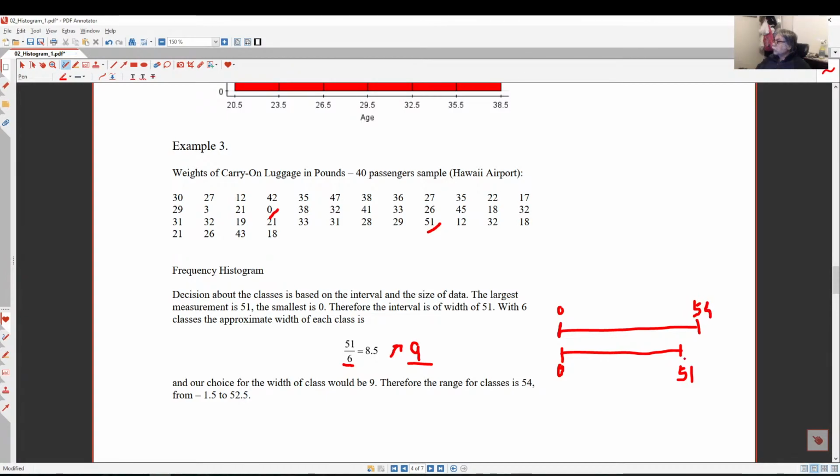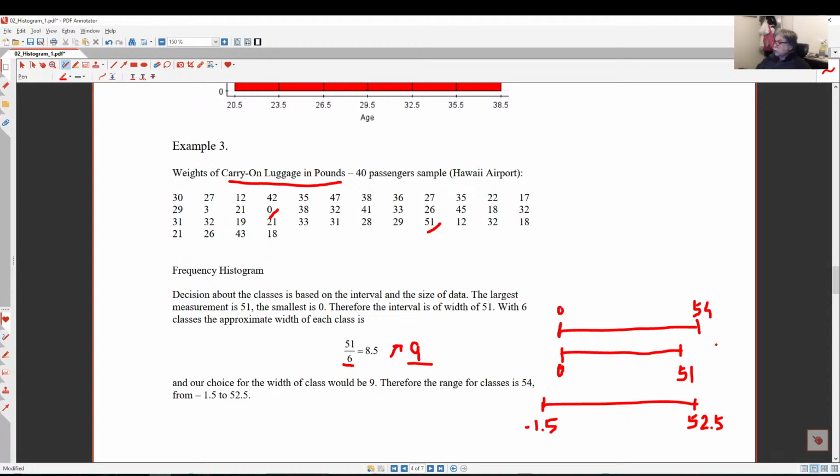Or you could choose a totally unbiased approach and use negative 1.5 to positive 52.5. Now, if that negative confuses you, avoid that. Your choice. Because there will be no negative luggage in this sample. This is a sample of 40 passengers' carry-on luggage in pounds. Nobody's going to carry anything negative into the cabin.